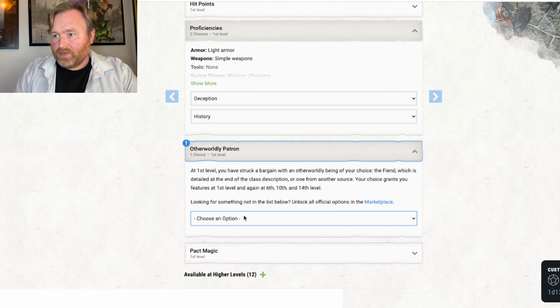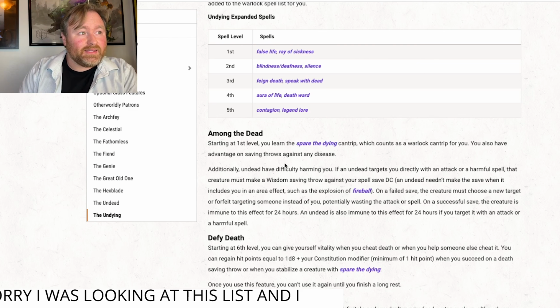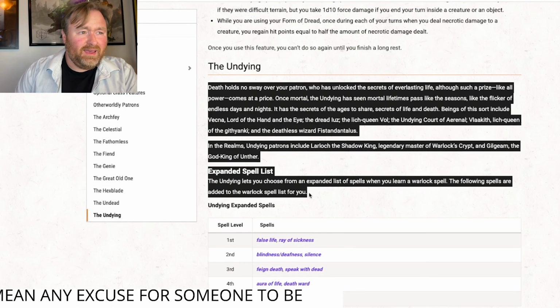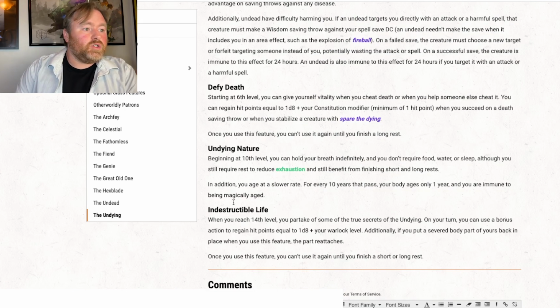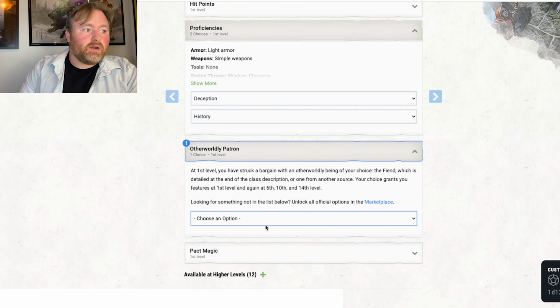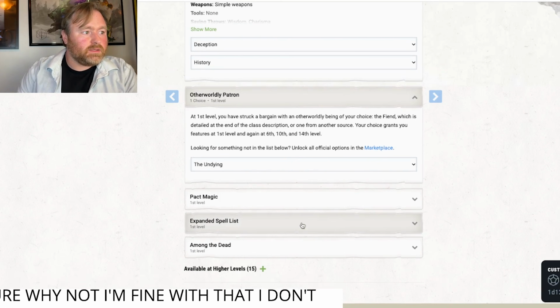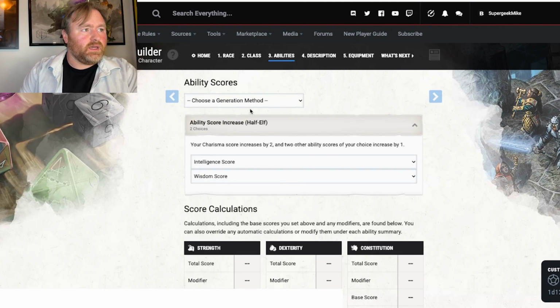Oh, there's a Spare the Dying option? Is that in the Undying? I do kind of like that. I mean, any excuse for someone to be worshipping Vecna. Hell yeah. Totally into that. Or to have been a Vecna cultist. Sure, why not? I'm fine with that. I don't have a strong opinion about the Warlock subclasses. Let's give him some wisdom. Yeah, we'll keep the intelligence.